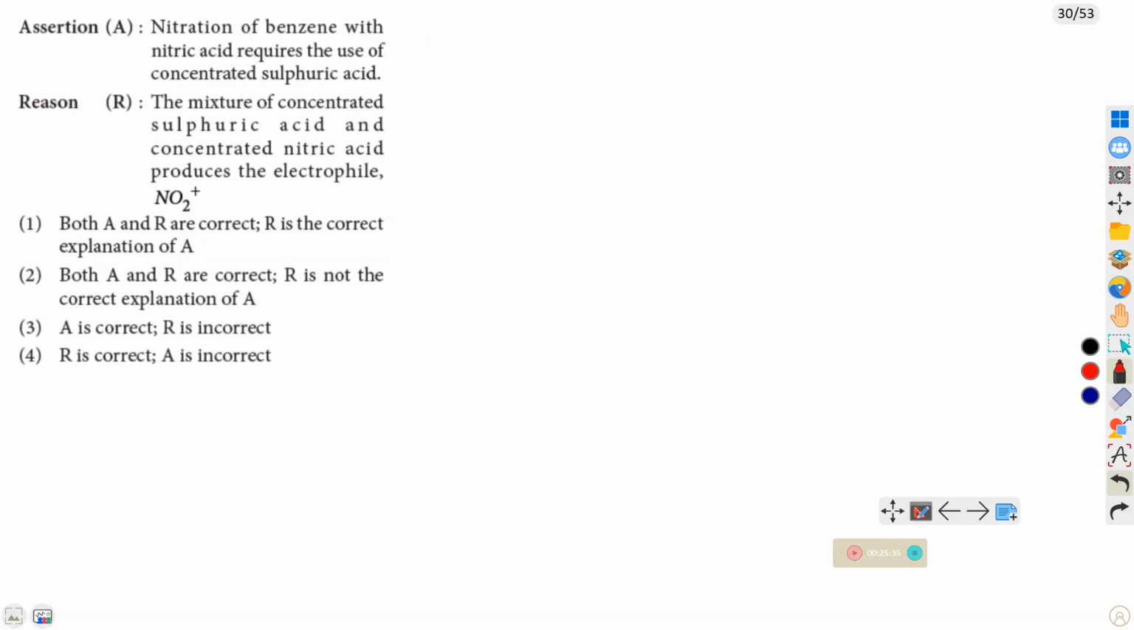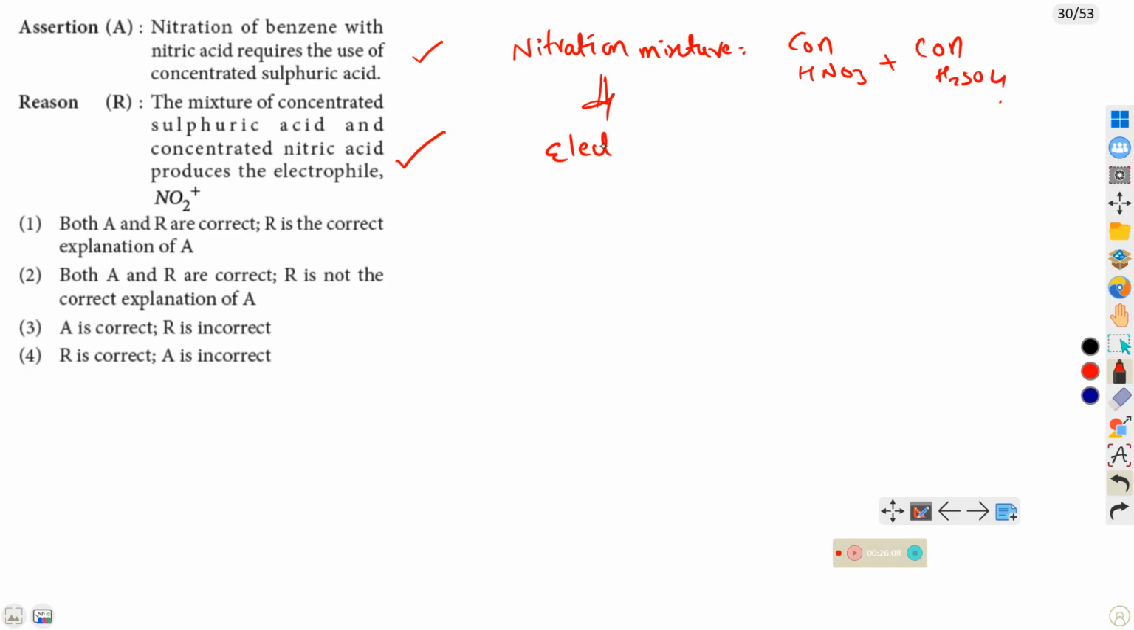Assertion: Nitration of benzene with nitric acid requires the use of concentrated sulfuric acid. Correct. Nitration means reaction with a nitrating mixture. Nitrating mixture is a combination of concentrated HNO3 plus concentrated H2SO4. The mixture of concentrated sulfuric acid and concentrated nitric acid produces the electrophile NO2+. Correct. In nitrating mixture, the electrophile is NO2+. A is true, R is true, R is the correct explanation of A.